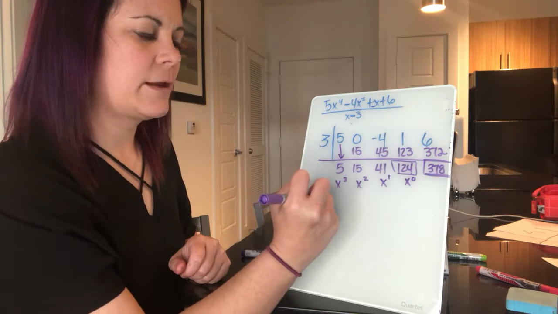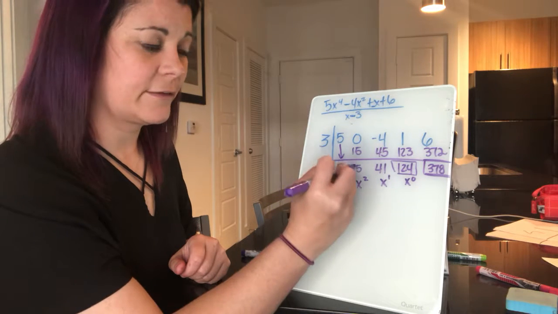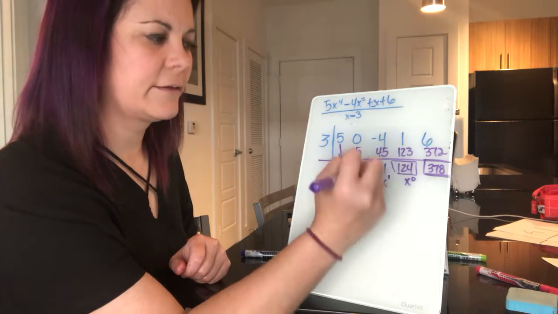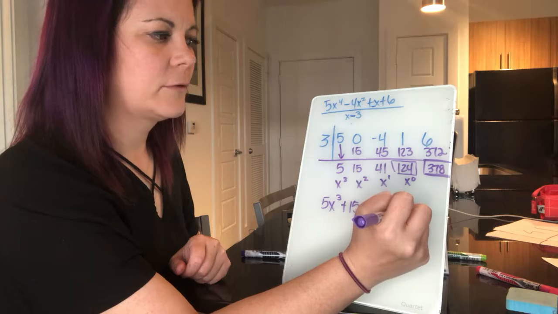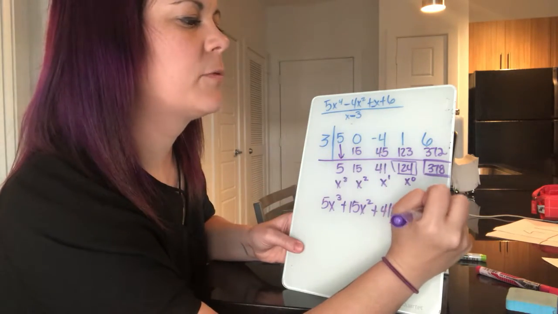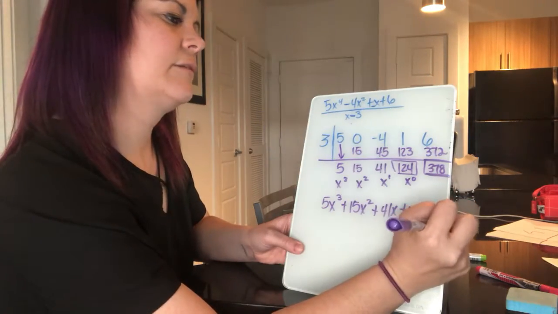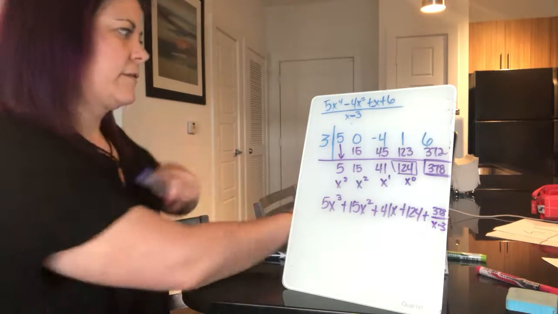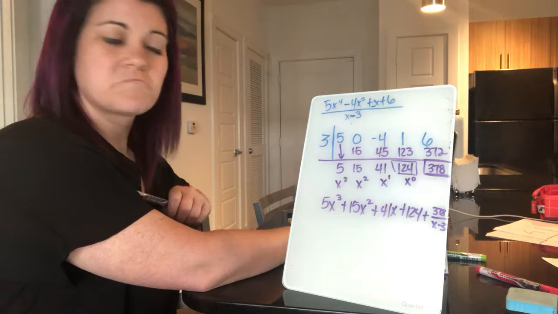So here's how you would write it. 5x cubed plus, because it's a positive 15, plus 15x squared plus, because it's a positive 41, 41x plus 124, because those are all positive, and then our remainder, plus 378 over the divisor, x minus 3. So the remainder goes over the divisor, and that's how you do synthetic division.